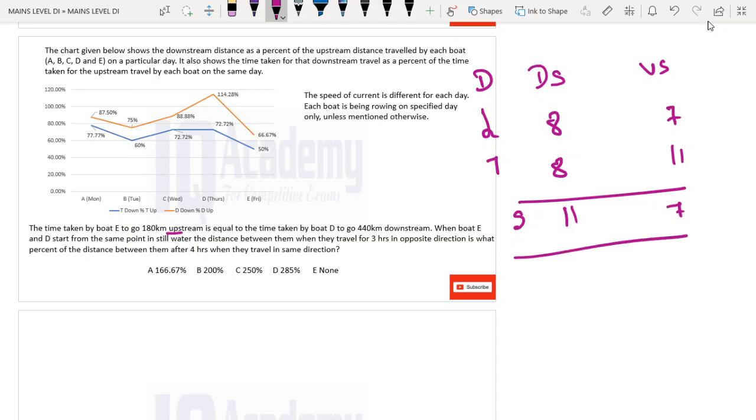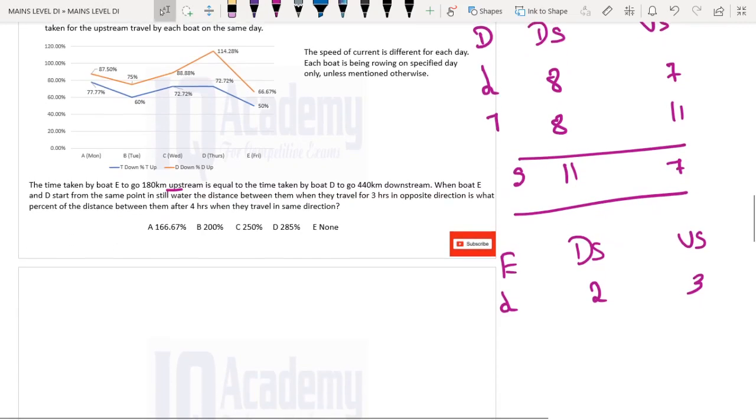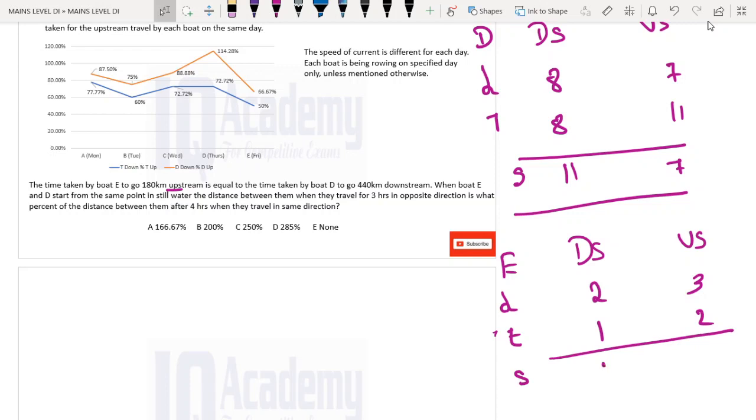This is for D. And for E, the distance ratio is 2:3 because it's 66.67 percent, and the time ratio is 1:2. So the speed ratio will be 4:3. So the downstream speed of D is 11x and the upstream speed is 7x. The downstream speed of E is 4y and the upstream speed is 3y.